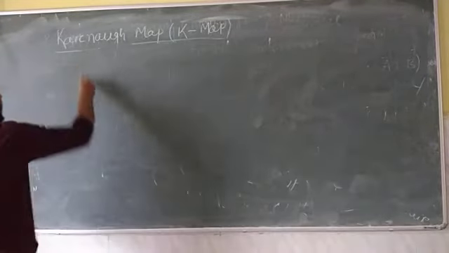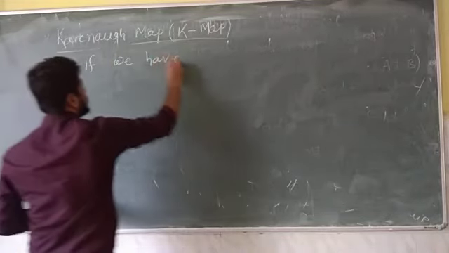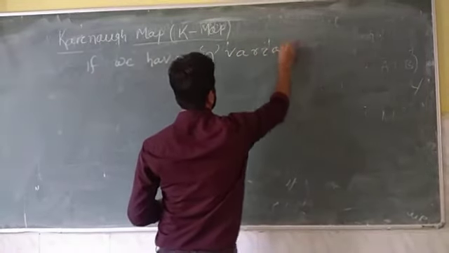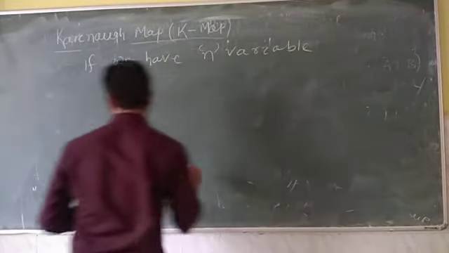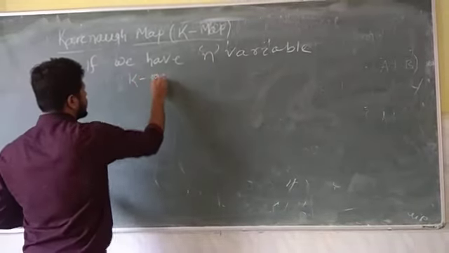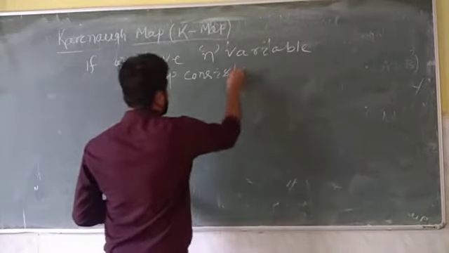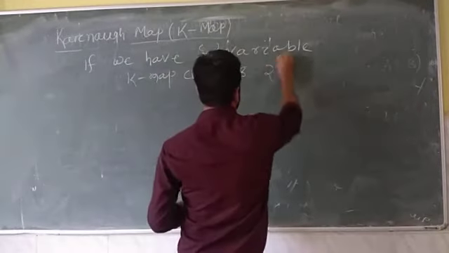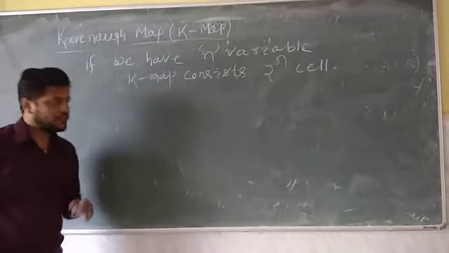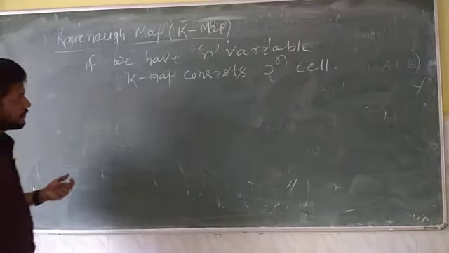So if we have n variables, your K-map consists of 2 to the power n cells.